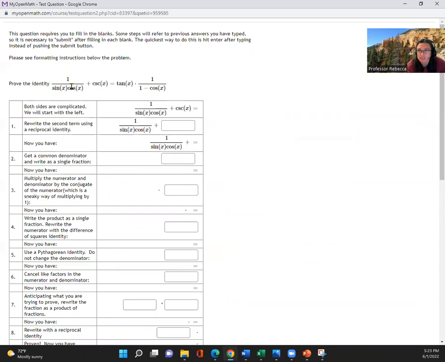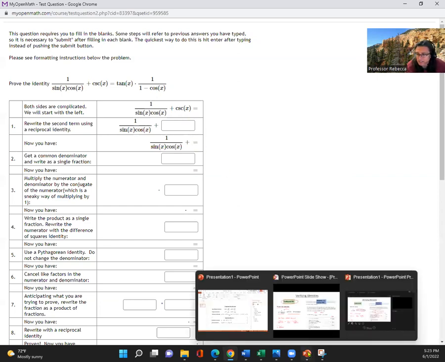So notice this is the left. And it says, rewrite the second term using the reciprocal identity. So I look at over here, I've got two terms. I want to rewrite that with the reciprocal identity. But you might be thinking, what is the reciprocal identity?